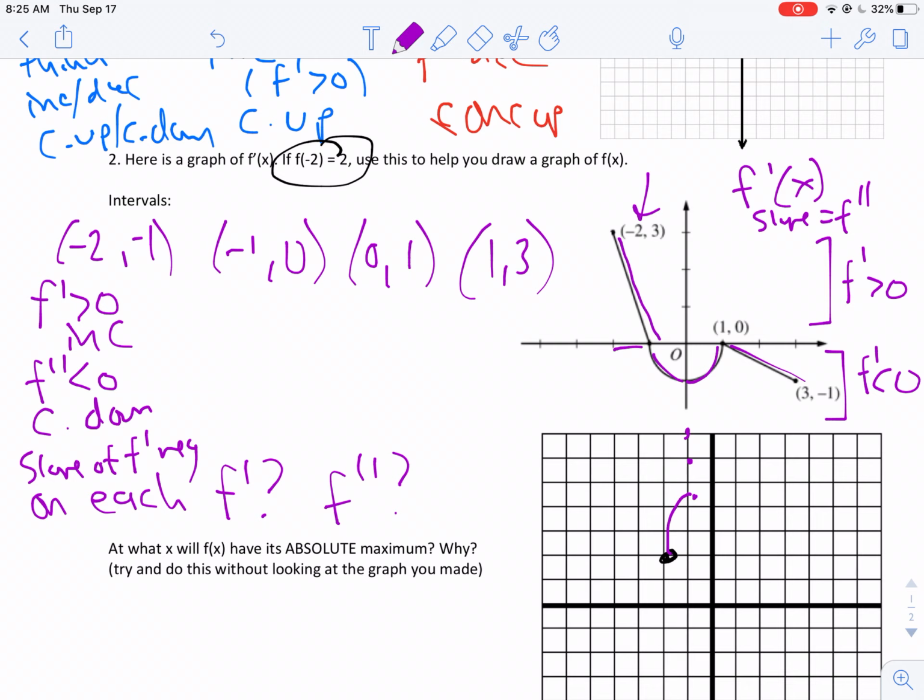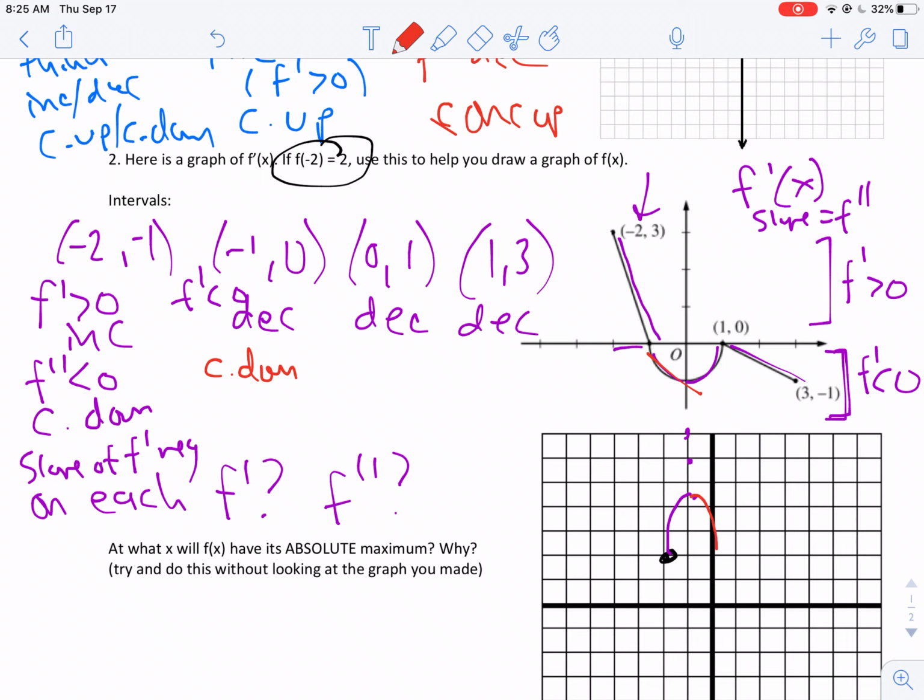Okay, as we go from negative 1 to 0, we are now under the graph. We're actually under the x-axis the rest of the way. So my f prime is negative, so we're going to be decreasing the rest of the way. Now from negative 1 to 0, we do still see a negative slope. We're going downwards. That means my slope of f prime is negative, so we're still concave down. So let's draw it. So decreasing concave down to 0.